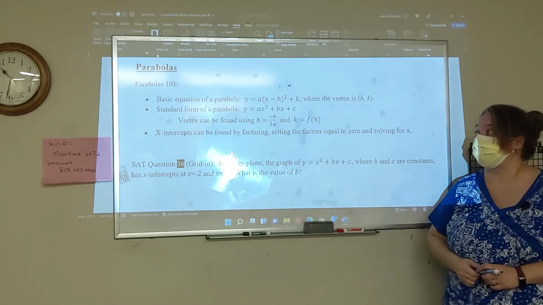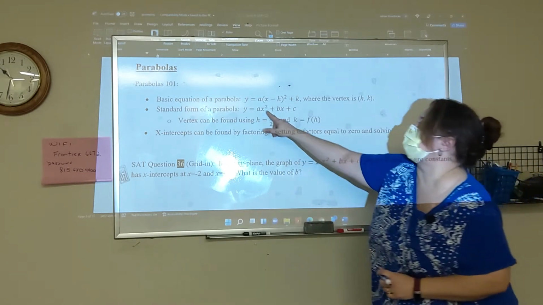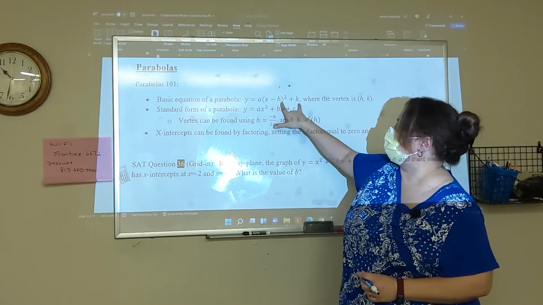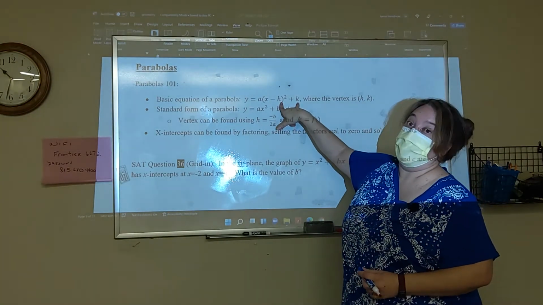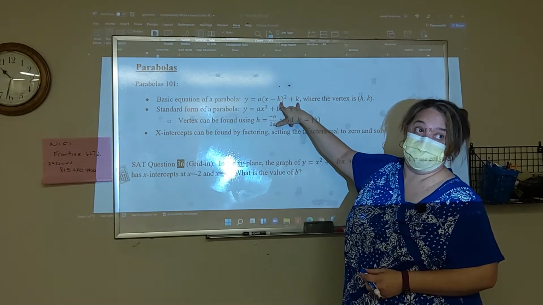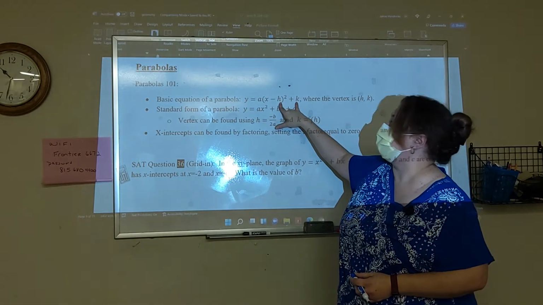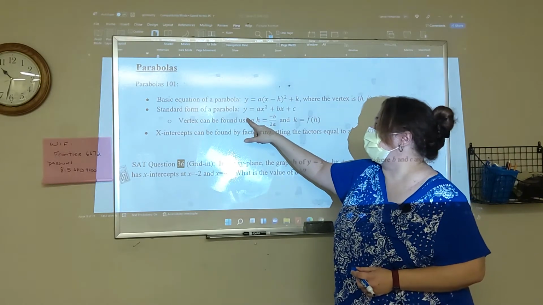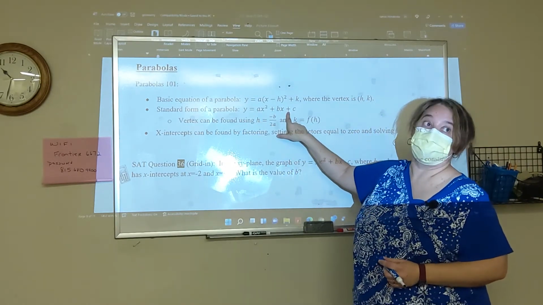So basic parabola 101, your basic equation of a parabola is this guy right here. Now this is in vertex form. Your vertex is h and k, so you can actually pull your vertex right out of this. However, you're not going to see this very often because the SAT test makers think that this is just too easy. So they're usually going to give you the form of a parabola in your standard form, which is your typical quadratic, ax squared plus bx plus c.